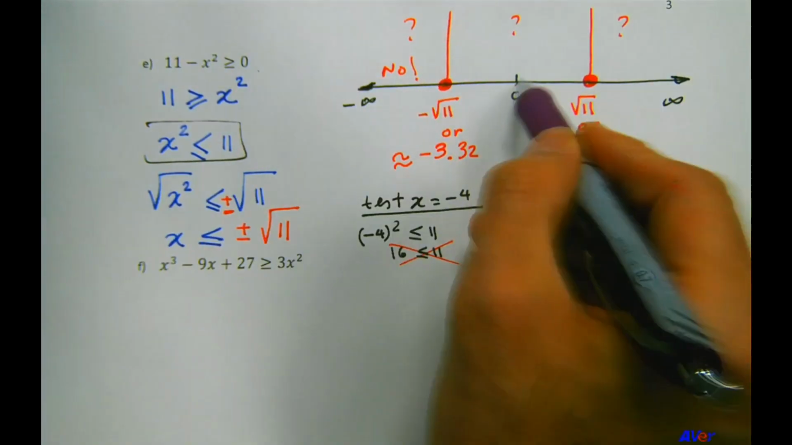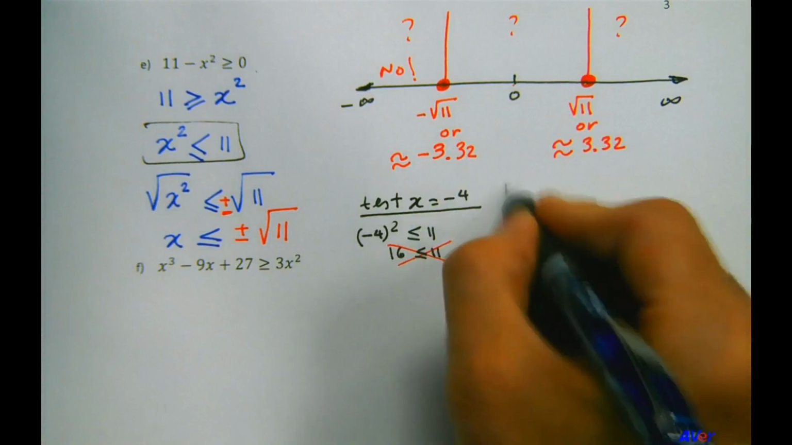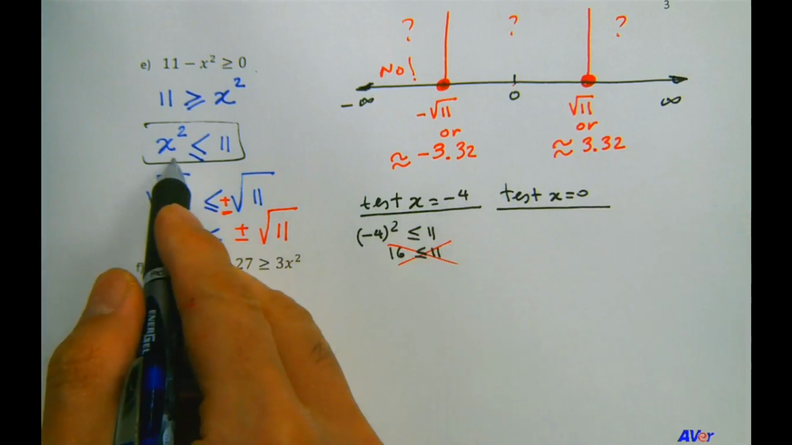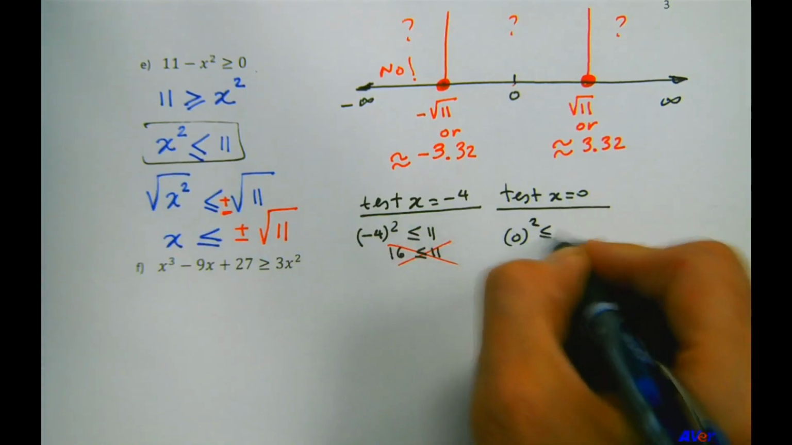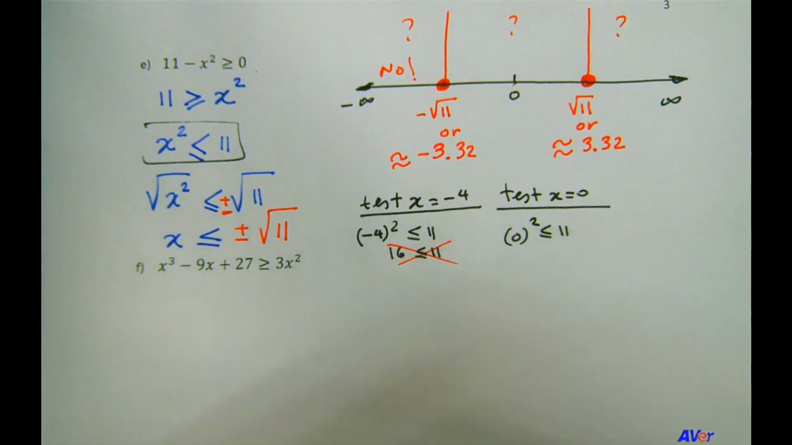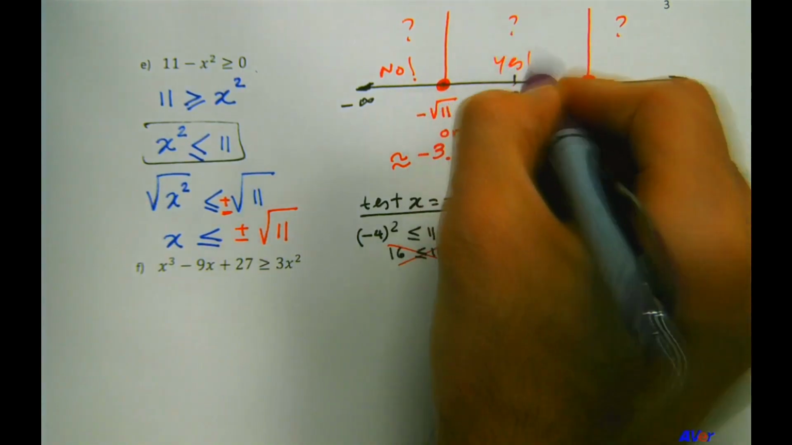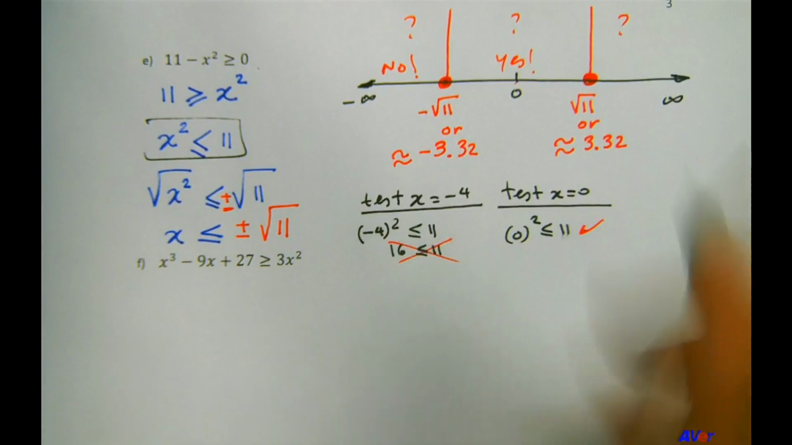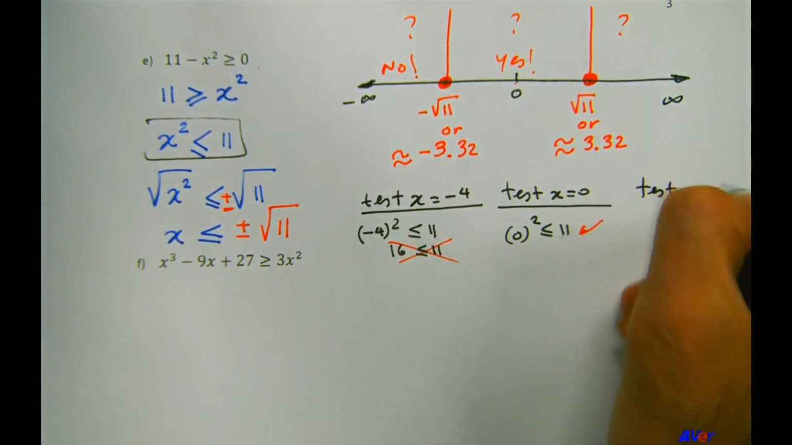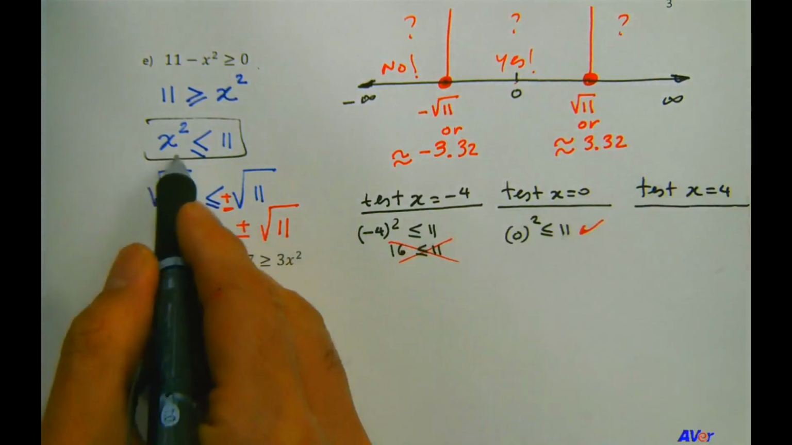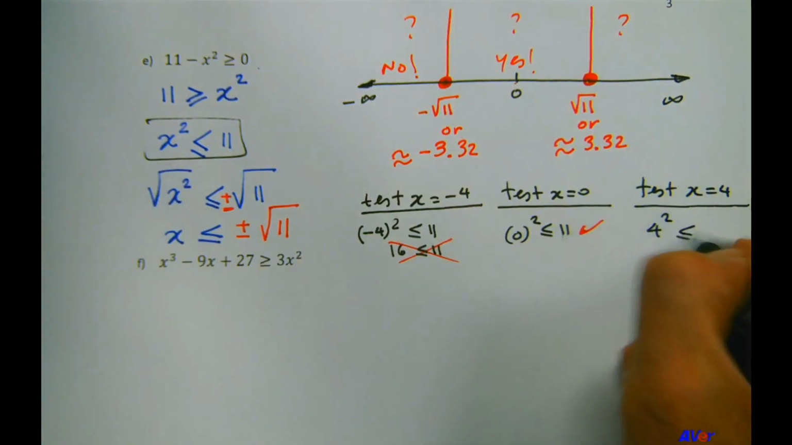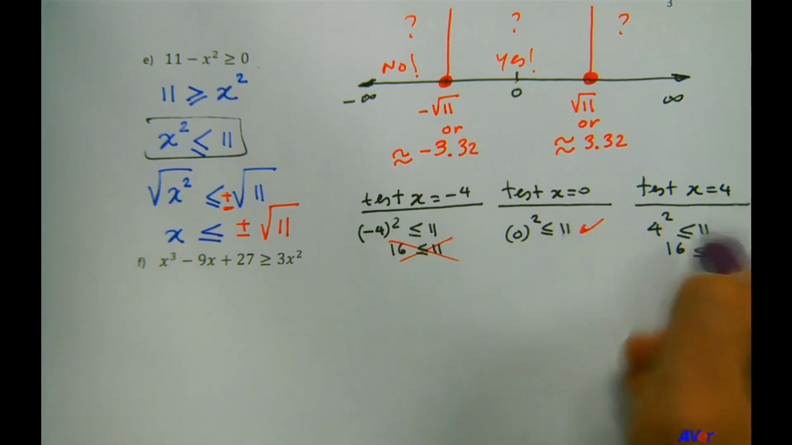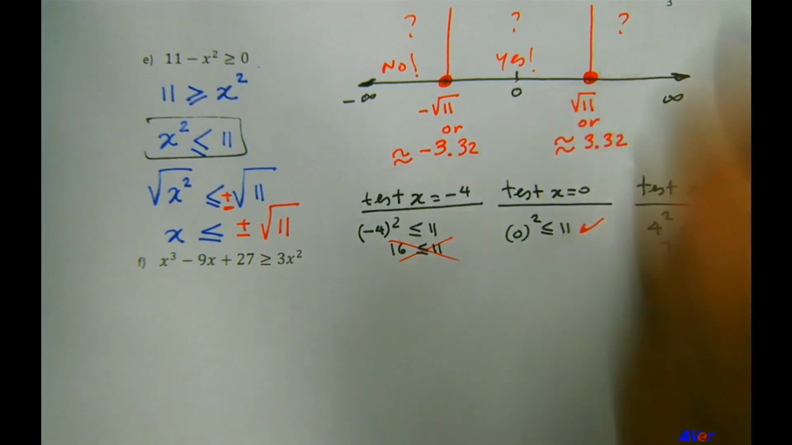Right? Pick an easy number here, 0. Plug in here. 0 squared less than or equal to 11. Is that true? Yes. So yes, this middle is a part of the solution. Pick an easy number there. Let's say x equals 4. And plug in here. So we have 4 squared less than or equal to 11. 16 less than or equal to 11. No. That is not a valid result, right?